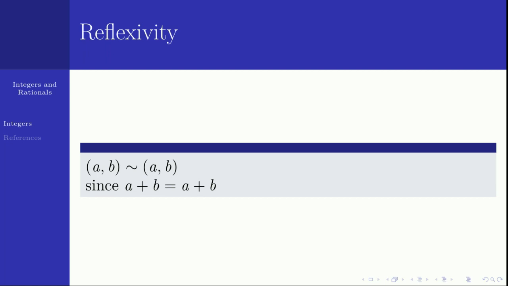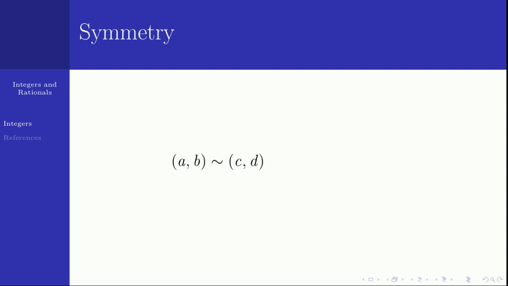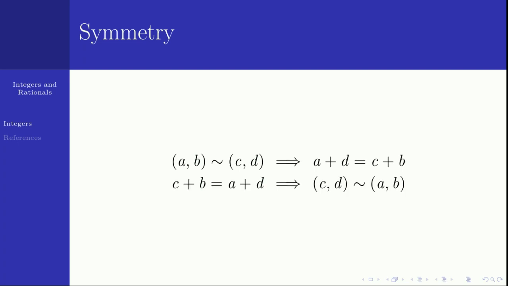Now suppose (A, B) is related to (C, D). Then we know that A plus D equals C plus B. Simply rearranging the order, we get C plus B equals A plus D, which implies (C, D) is related to (A, B). Hence the relation is symmetric.